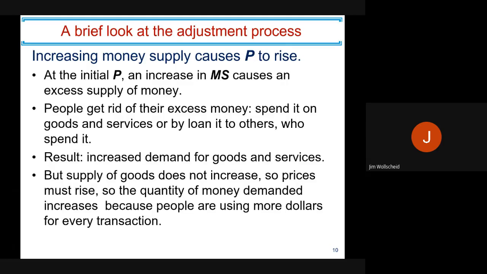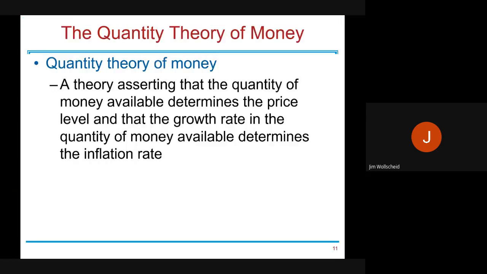So this is kind of how the adjustment process works. I'm not going to read the slide to you, but please look over the slide because you'll need to understand it for your homework. All right, so that's kind of the supply and demand mechanism that works to determine the value of money.